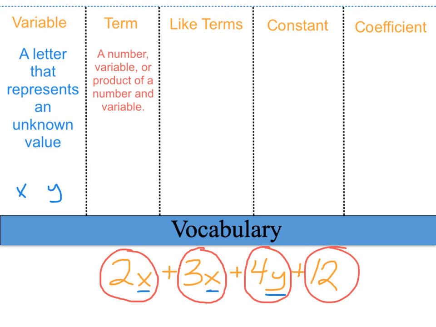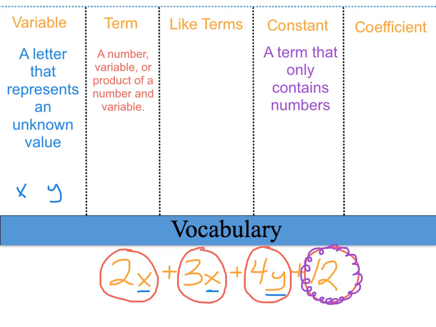Let's go ahead and talk about the constant, which is the next part of my algebraic expression. And constants are terms that only contain numbers. So if you take a look at our algebraic expression below, the only term that contains just a number is 12. Because 12 only has a number, we'll call that a constant. It's not going to change, it's always going to stay 12. So I'm going to write 12 down here, because the 12 is the constant in my algebraic expression.